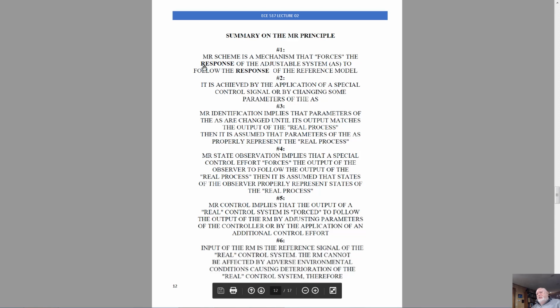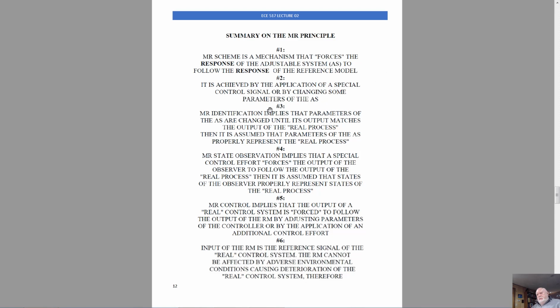And I emphasize the response because in some cases we're forcing one output to follow another output. In some cases we want one state vector to follow another state vector. And the generic word for the output and for the state vector is response.